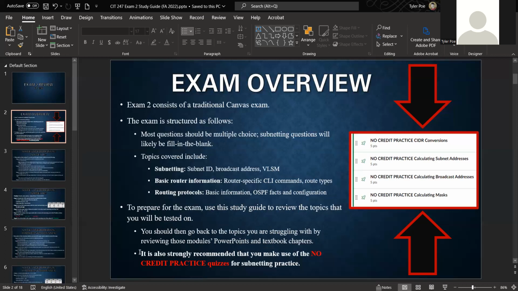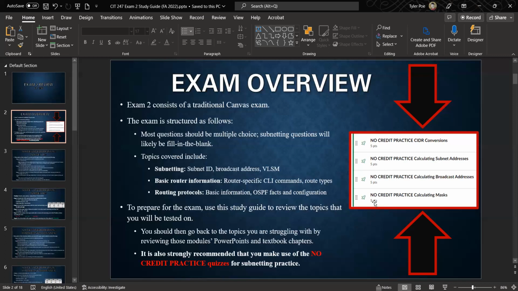I cannot stress enough that you should take advantage of these no credit practice quizzes for subnetting practice. They are labeled like this. They have in caps no credit practice, and then they have CIDR conversions. They have calculating subnet addresses, which is the same thing as a subnet ID, by the way. There's calculating broadcast addresses, and finally calculating subnet mask, which is basically converting from CIDR mask to decimal notation. These quizzes are located in module 5, and this is how I did well in the course when I was taking it. This is an immensely important component in this class.